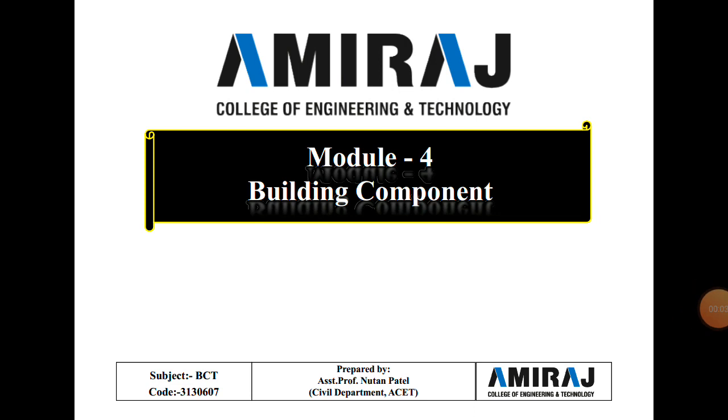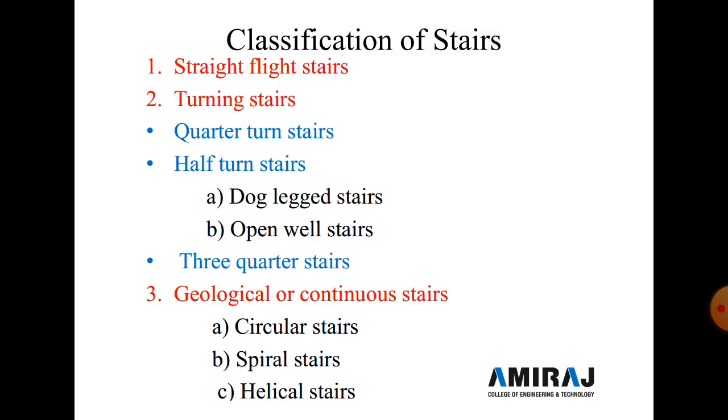Hello students, today we start a new topic, classification of stairs, in module number 4, building components. In this classification, stairs are mainly classified into three parts. First is the straight flight stair, second is the turning stair, third is the geometrical or continuous stair. Now the turning stair is divided into another three parts: quarter turn stair, half turn stair, and three-quarter turn stair.